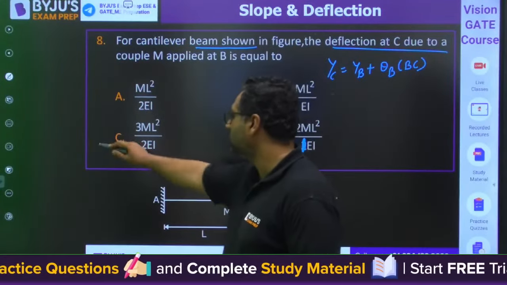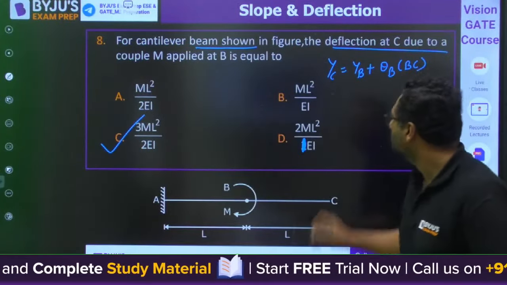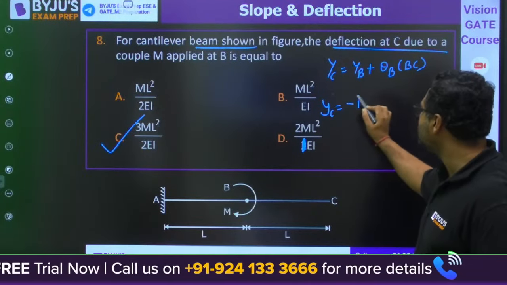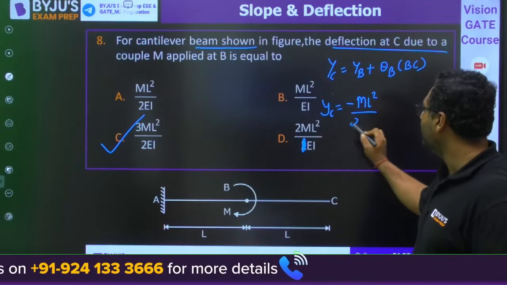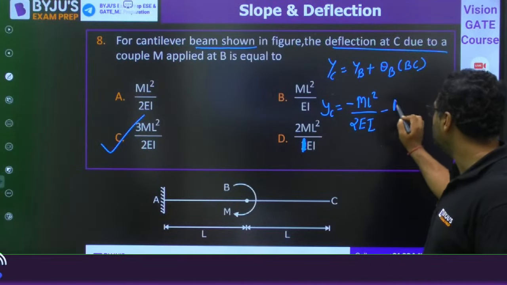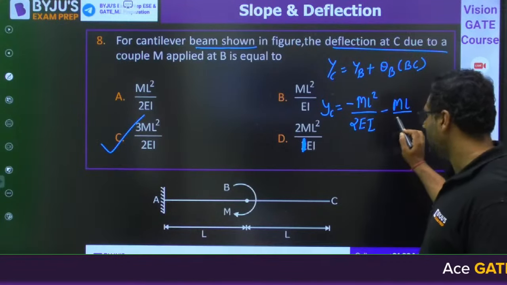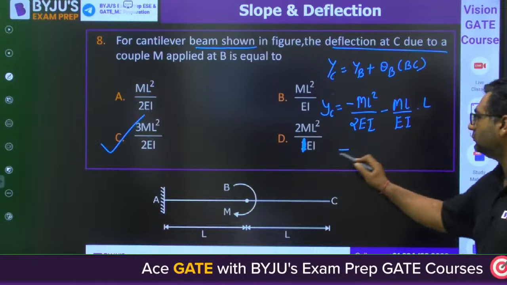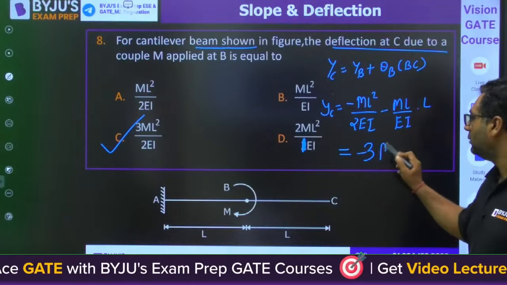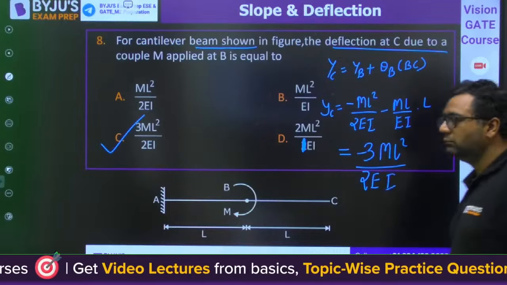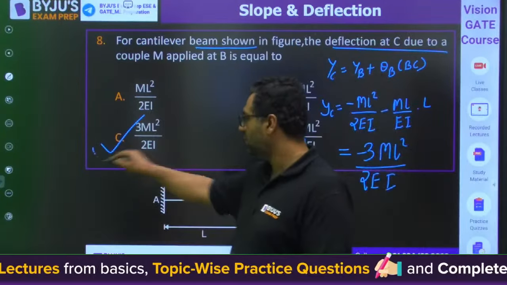C is correct. Deflection at C. Deflection at B is minus ml square upon 2 EI. Then theta ml upon EI into L. C is correct.